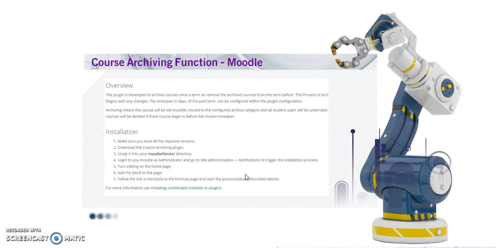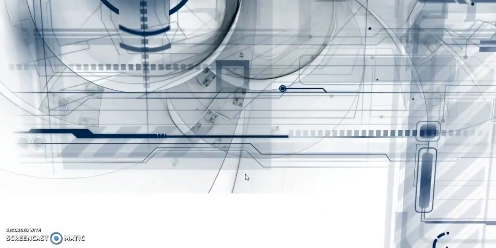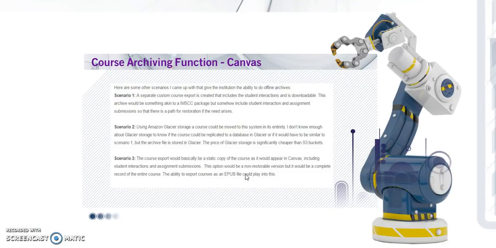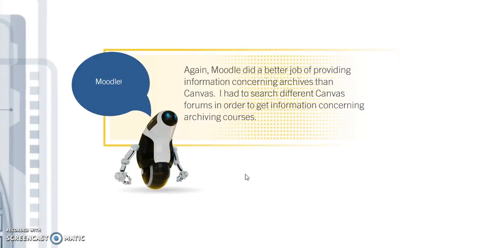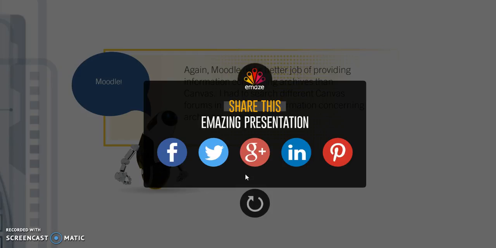Course archiving function. Again, Moodle presents the information very clear, very forthright. They address it directly. Canvas, on the other hand, I did not find any information on their website concerning their archiving functions. I again had to go to a forum and do a little digging, and I found these different scenarios that were suggested by a Canvas user. So I gave that to Moodle. I think they did a better job of providing the information in a more direct fashion.